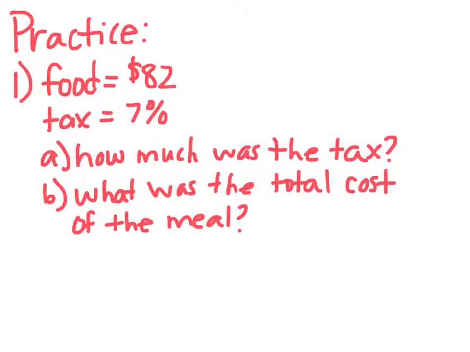Here's a practice problem for you. The Carlson family went out for dinner. The cost of the food they ordered was $82. In addition, they paid a 7% sales tax. So, please tell me, how much was the tax? And then, answer, what was the total cost of the meal? Press pause while you work. When you come back, we'll figure out how to solve for discounts.